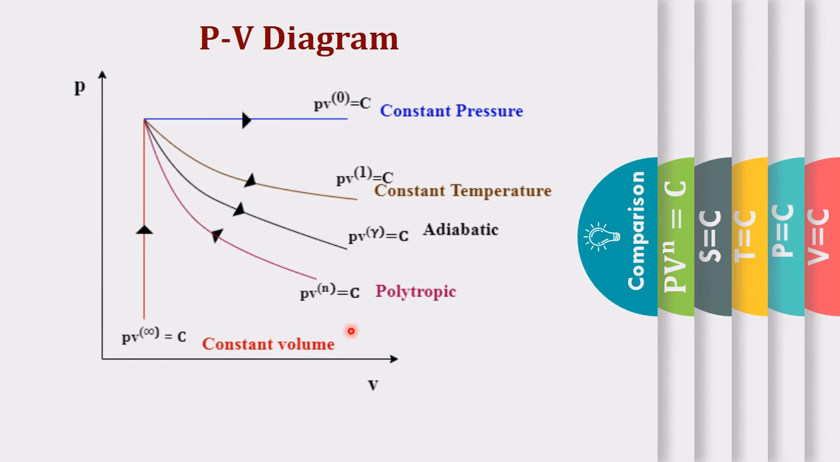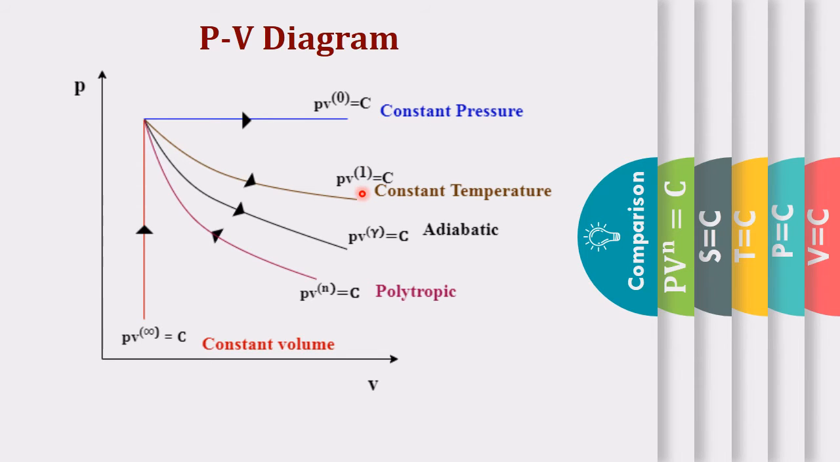Consider this as a polytropic process. When we draw a combination of the plot for all the five processes, this polytropic process is the base process, PV^n equal to constant. When you substitute n equal to infinity, this process becomes a constant volume process. And when you substitute n equal to 0, anything power 0 is 1, so P is equal to constant, and it becomes a constant pressure process or isobaric process.